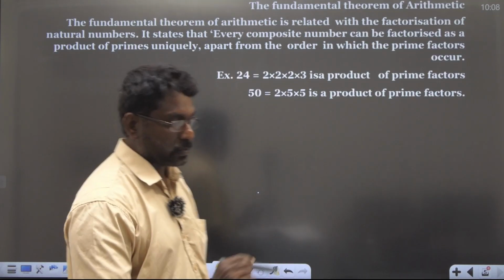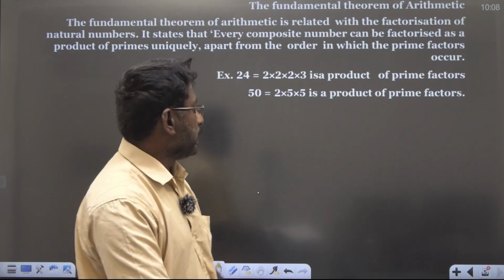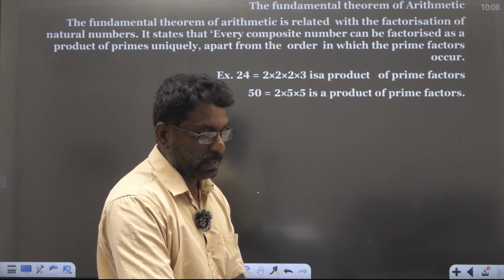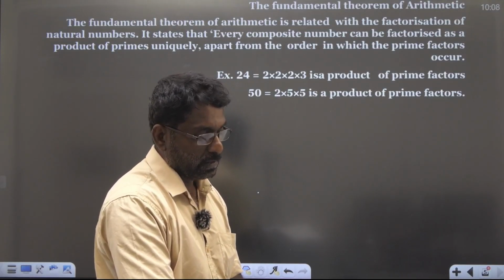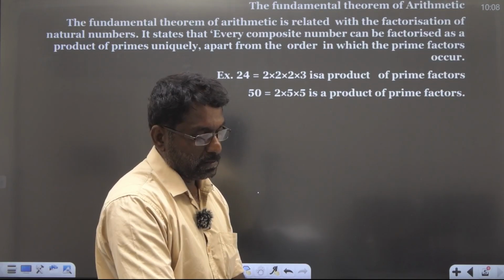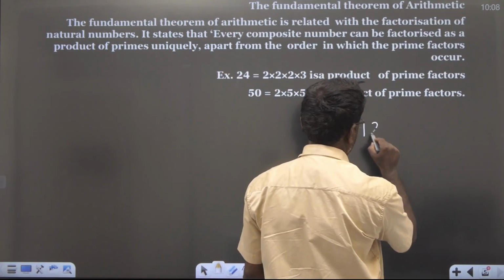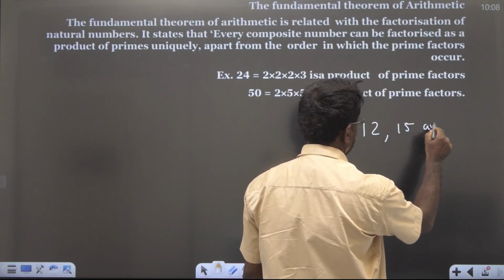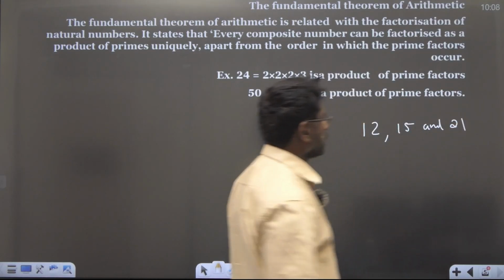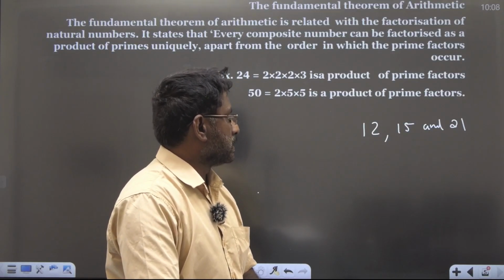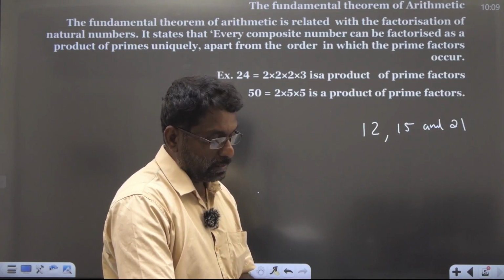Try for the next question. Find the LCM and HCF of the integers 12, 15 and 21. Here there are three integers: 12, 15 and 21.